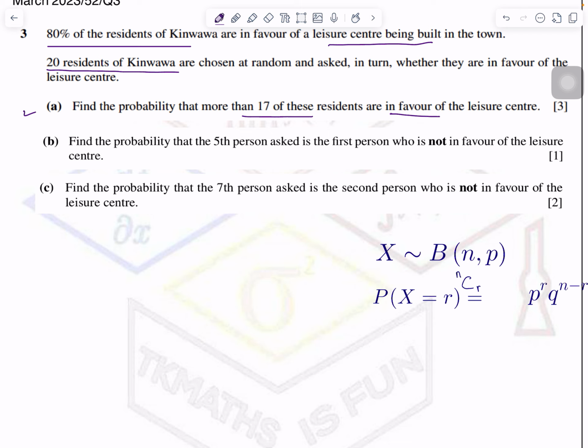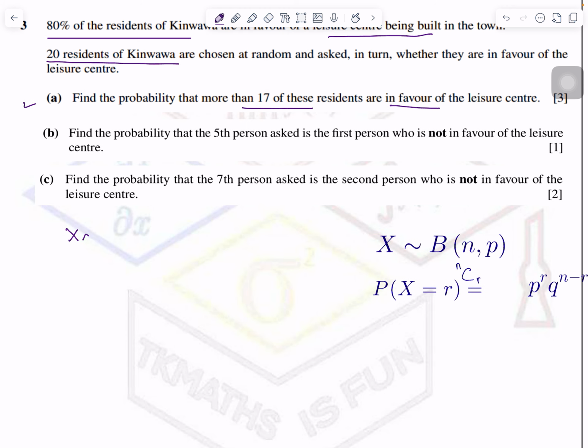Right, you have written. I'm giving you time to write it down. So it will be X distributed binomial with n and p. n is your 20, p is your 0.8. And what is the question saying? Probability of X greater than 17. So you can write here, X is the number of residents who are in favor of the leisure center being built.